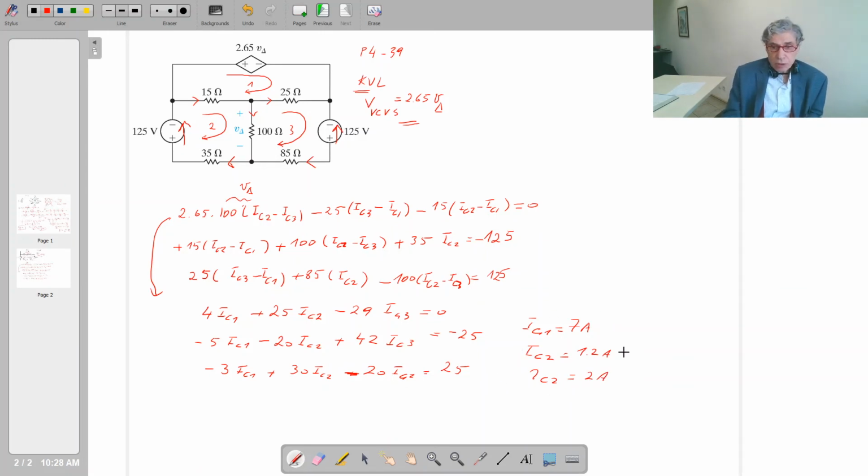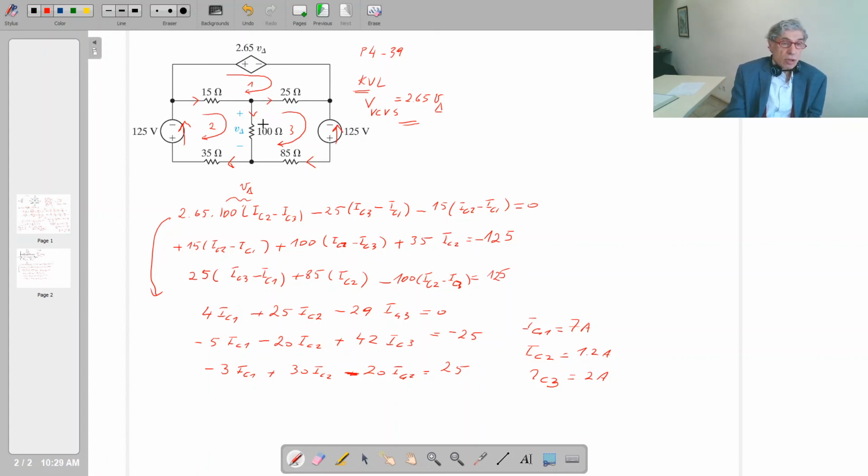So once you have found these, these are the mesh currents. From these mesh currents, you can find all the element currents. For example, this current is the same, isn't it? The 25 ohm resistor current is equal to IC2. This 85 ohm resistor current is IC3, 2 amp. And this element current is IC1, 7 amp. This element current is IC2 minus IC1. Since you know this, you can find this. So you can find all the currents.